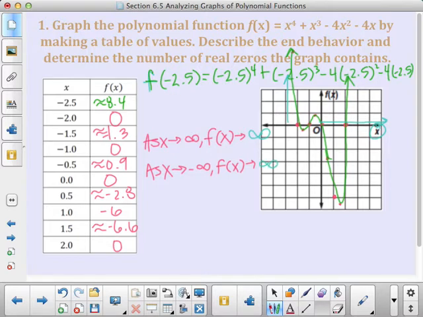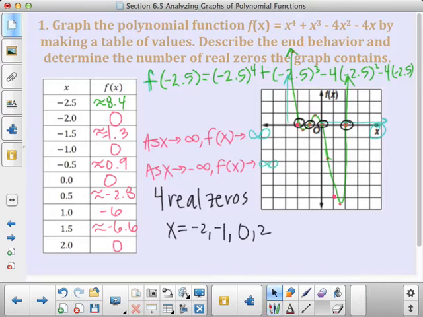The next thing it says, determine the number of real zeros the graph contains. Well, I look here, and I see how many times it crosses the x-axis. 1, 2, 3, 4. There are 4 real zeros. And we can actually say which ones they are. It's when x is equal to negative 2, negative 1, 0, and 2. Those are when my real zeros occur.